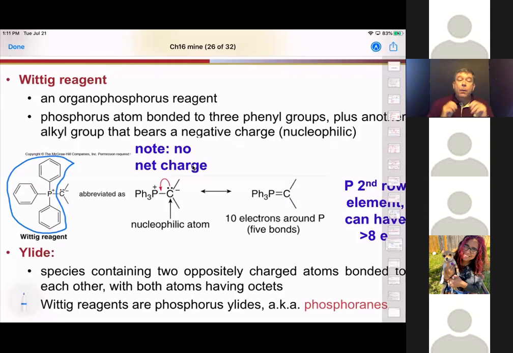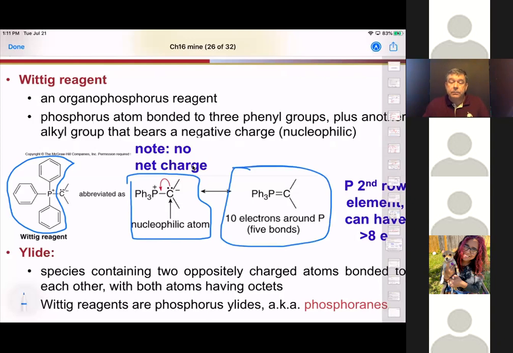Okay, and then we react that to generate this reactive species here. And notice there is no net charge because there's a positive charge on phosphorus and a negative charge on carbon. So really, if we look at a resonance contributor, we end up with this structure here, which is a neutral species. And yes, if you count the electrons around it, you do have 10 electrons around phosphorus. But remember, phosphorus is one row down from carbon and has available orbitals. Remember, phosphorus and sulfur can bond up to 5 times in our reactions here. So that's one of the special things.